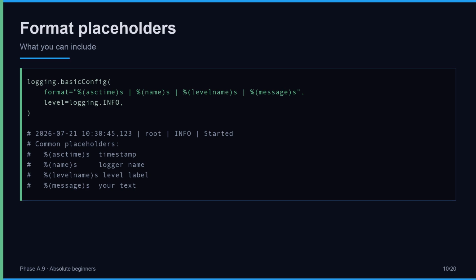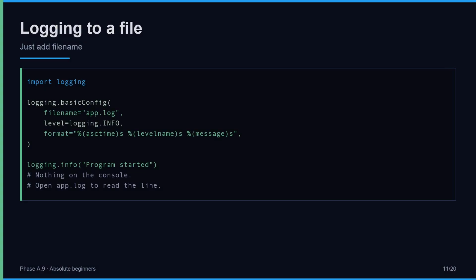What each line shows. Logging to a file is one extra argument: pass filename equals app.log to basic config, and every log line goes to that file instead of the console. Now when you run the program, nothing prints to the console. Open app.log in your editor and you see each line with its timestamp and level. This is how production programs keep history. The log file grows over time, which is why larger projects use rotating file handlers.